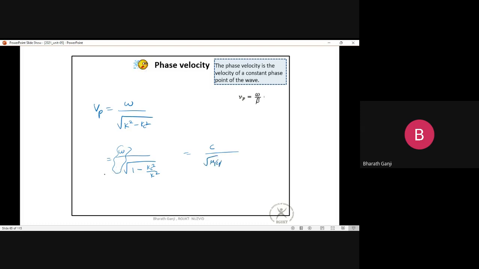K and omega, square root of mu naught epsilon naught, I will write it as k times 1 by square root of mu naught epsilon naught, divided by square root of mu r epsilon r. 1 by square root of mu naught epsilon naught is nothing but c. Omega cancels out and you get c divided by square root of mu r epsilon r, divided by square root of 1 minus fc by f whole square.